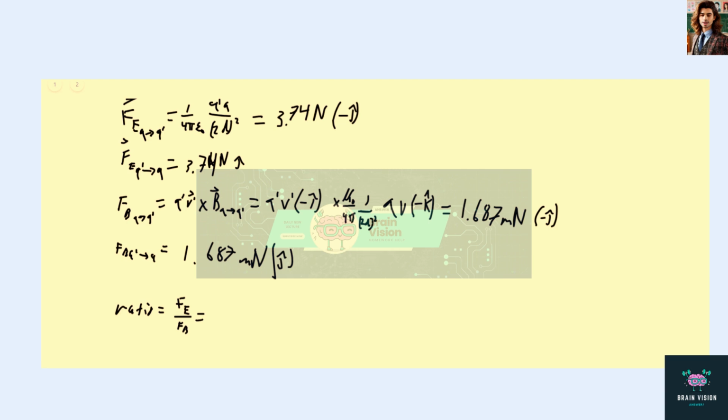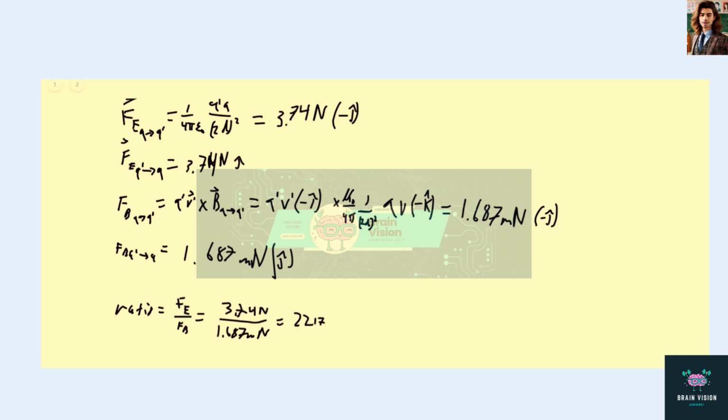Then we just write down, since these are the same value for each of them acting on the other, the force due to the electric field is going to be 3.74 newtons compared to 1.687 millinewtons, and that's going to be a ratio of 2,217. So we see that the electric force, the force due to Coulomb's law, is going to be much higher. It's going to be 2,200 times as strong.